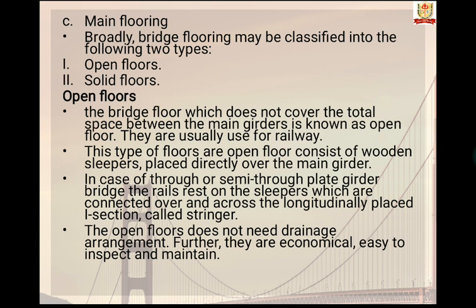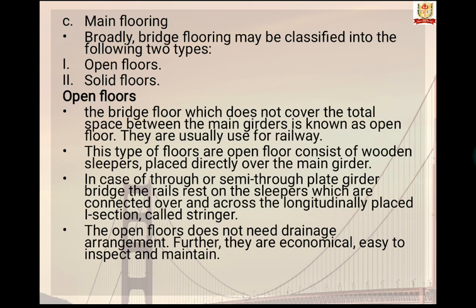Main flooring. Broadly, bridge flooring may be classified into two types: open floors and solid floors. Open floors. The bridge floor which does not cover the total space between the main girders is known as an open floor. They are usually used for the railway.